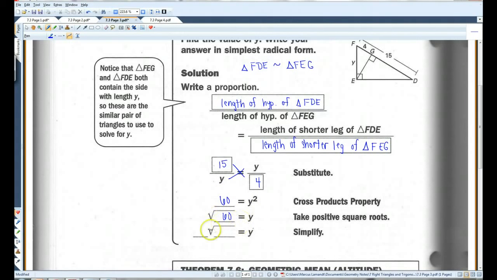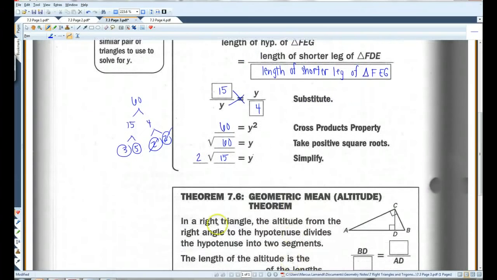You take the square root. Root 60 equals y. 60, we already discussed, is 15 times 4. This is 3 times 5. 4 is 2 times 2. There are 2 2's. 3 and 5 don't have a pair, so I'm just going to leave the 15 in the square root because 3 times 5 is 15. Okay, and this is the simplest radical form. They don't want a decimal answer here.